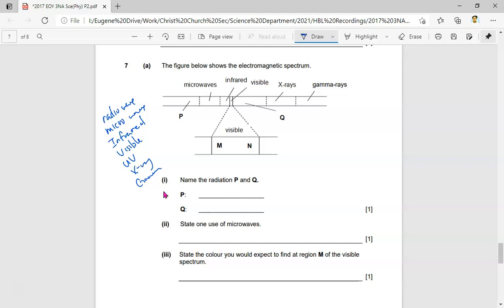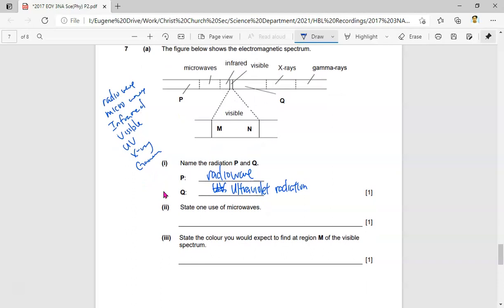If you look at this whole thing here, obviously before microwave, P is your radio wave. After microwave, infrared, visible light. After visible light, what you have here is UV. Okay, let's spell it out: the ultraviolet radiation, ultraviolet rays. So that's for P and Q.